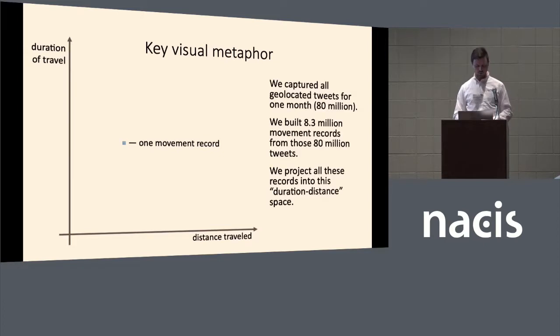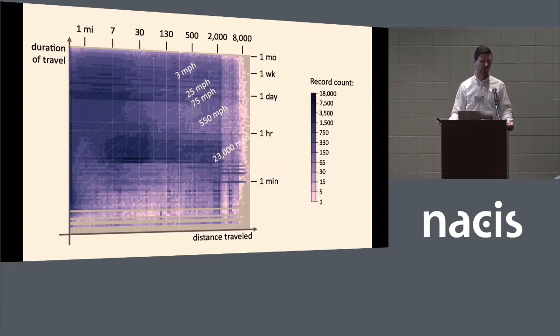What we did is we went ahead and gathered 1 month of all geographic Twitter data that exists, that's 80 million records, and then we put together 8 million movement records out of those. We added a lot of those little dots into this chart, and this is what came out.